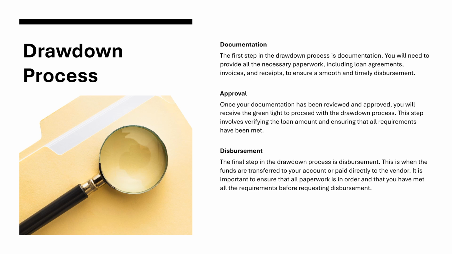the drawdown process. This step involves verifying the loan amount and ensuring that all requirements have been met. Disbursement. The final step in the drawdown process is disbursement. This is when the funds are transferred to your account or paid directly to the vendor. It is important to ensure that all paperwork is in order and that you have met all the requirements before requesting disbursement.